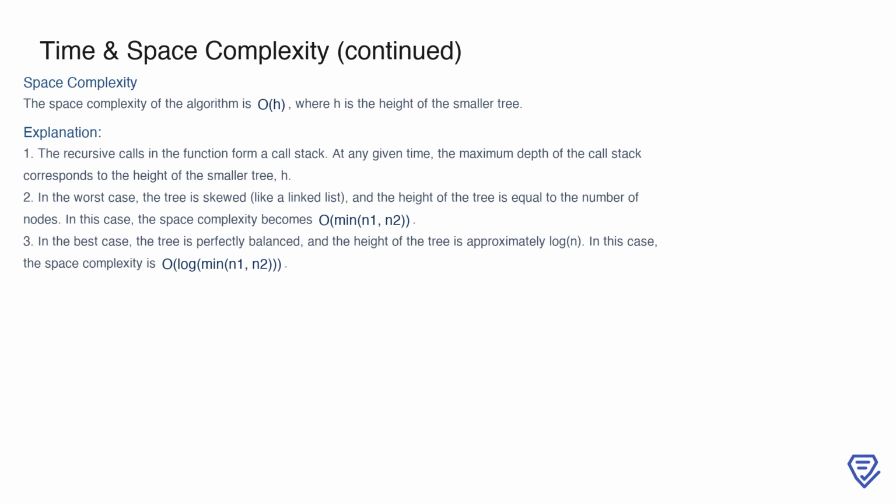On the other hand, in the best-case scenario where the tree is perfectly balanced, the height of the tree is approximately logarithmic with respect to the number of nodes, resulting in a space complexity of O(log(min(n1, n2))). This demonstrates how the space usage of the algorithm adapts to the structure of the smaller tree.